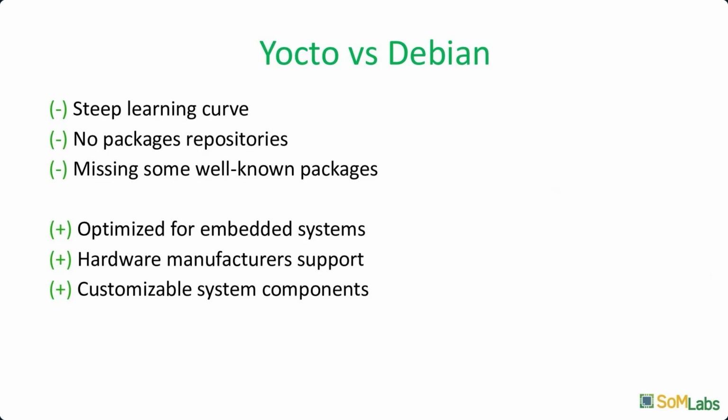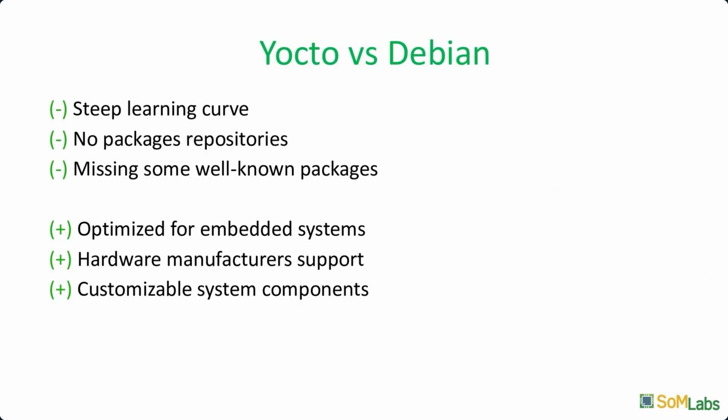You may not find the same packages as available in Debian releases, and you do not have access to pre-built packages repositories. In a Debian system, whether it is a desktop or a Raspberry Pi, you always have the Debian repositories where you can easily download and install software packages. We do not have such a convenient way to install packages in Yocto.